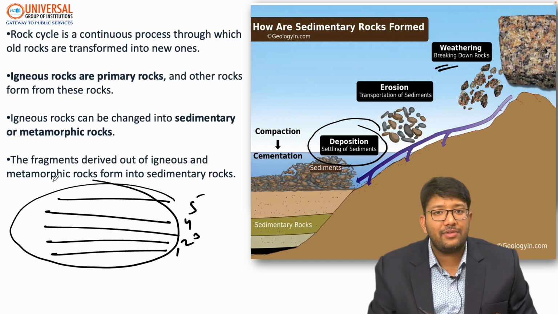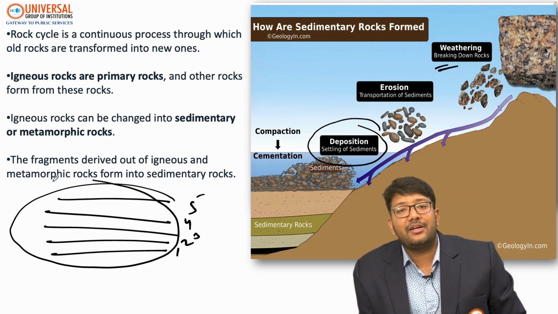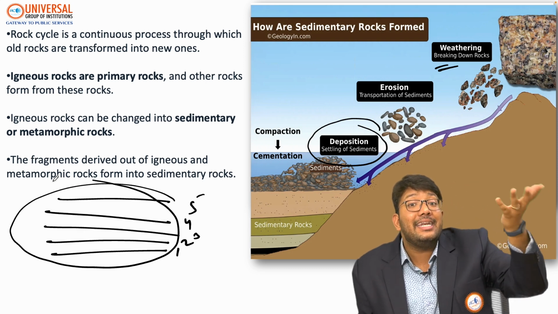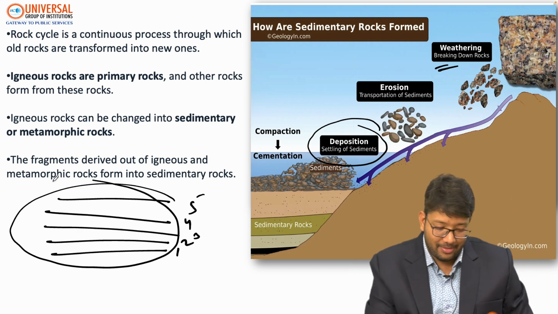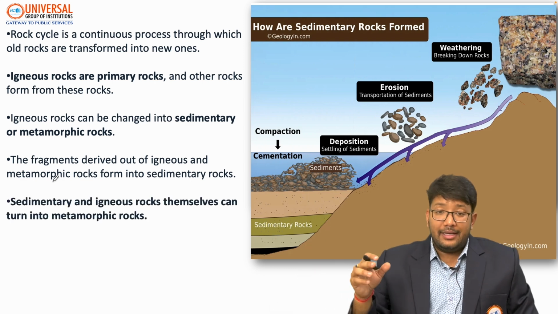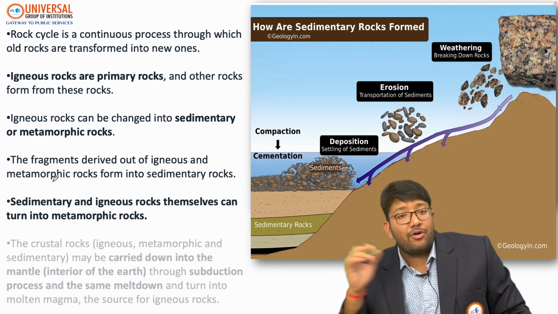So what will this become? These will become layers. So this is called our sedimentary rocks. The layering of the igneous rock particles is called sedimentary rocks. You have to remember that. Then sometimes sedimentary and igneous rocks also change into metamorphic rocks.